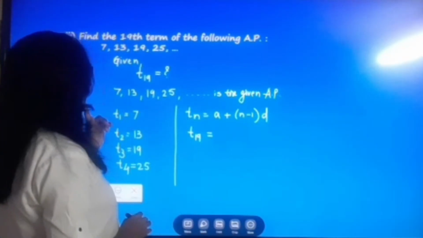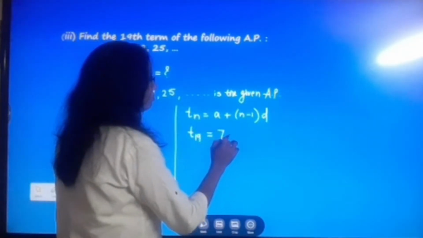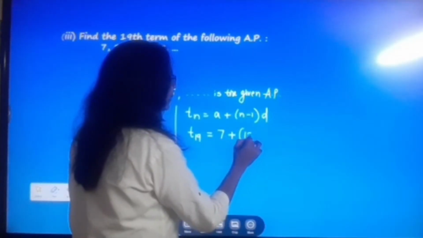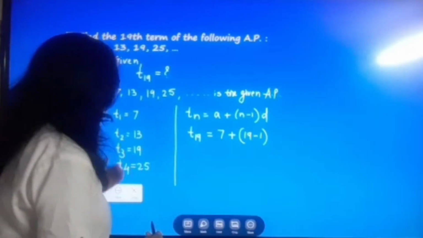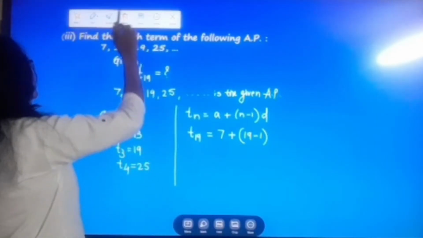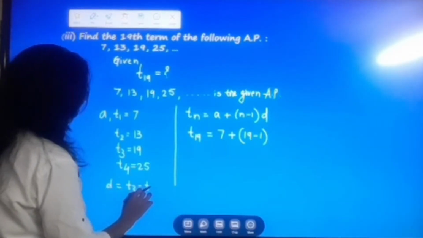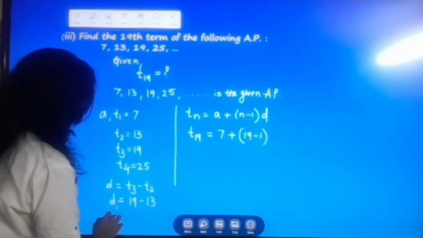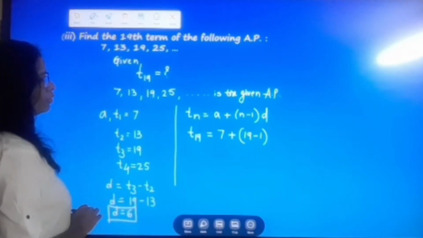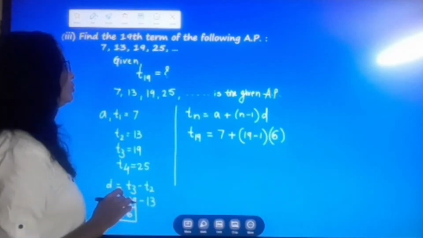Now the first term is nothing but a. So here 7 plus, now n minus 1, that means 98 minus 1, and the d, what is the d, students? The d means the difference between the two terms. So d is equal to T3 minus T2, and that means here, students, 19 minus 13, and d is equal to 6. So I write down here d is equal to 6.